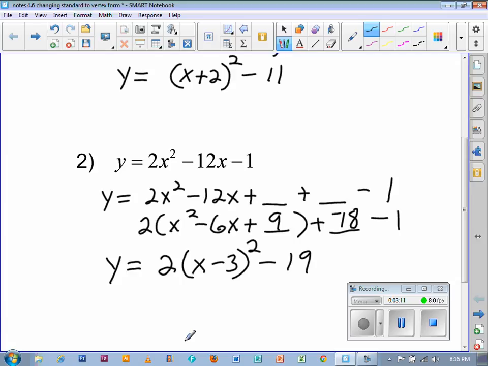Hopefully this was helpful for you, and certainly use it if you want. It's your choice. You can also go through the video in section 4.2, watch that, and they'll show you again how to change it from standard form to vertex form, and you decide which one's better. Good luck with this, and thanks for watching.